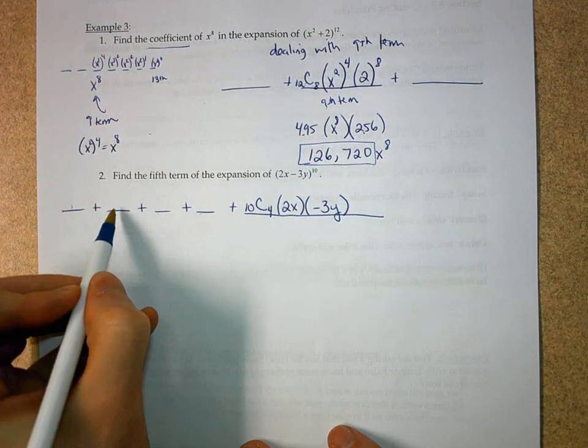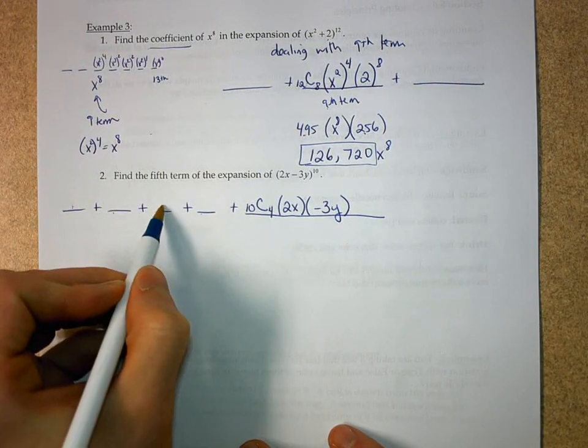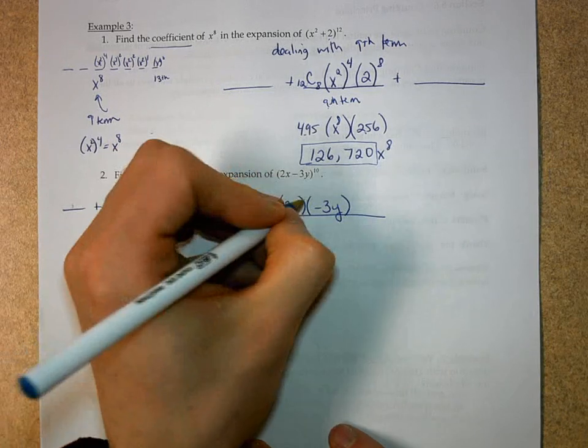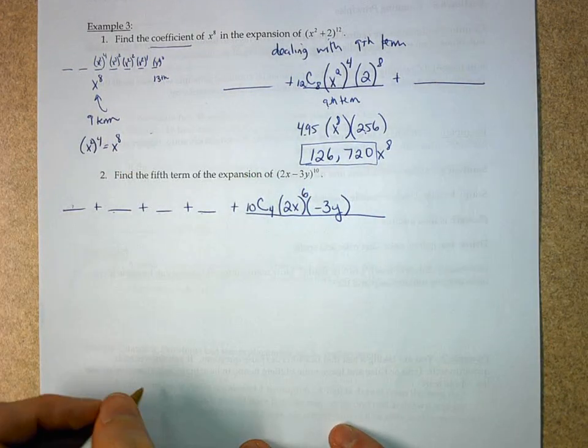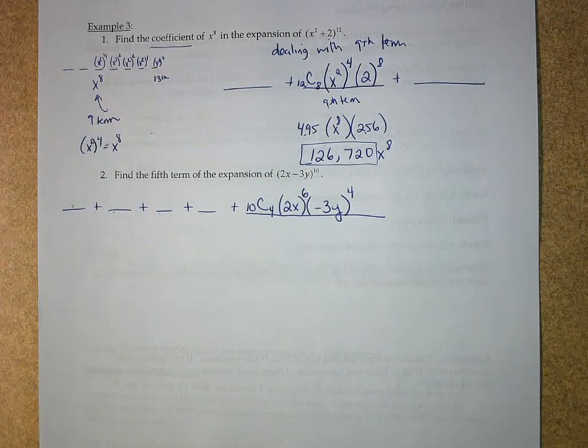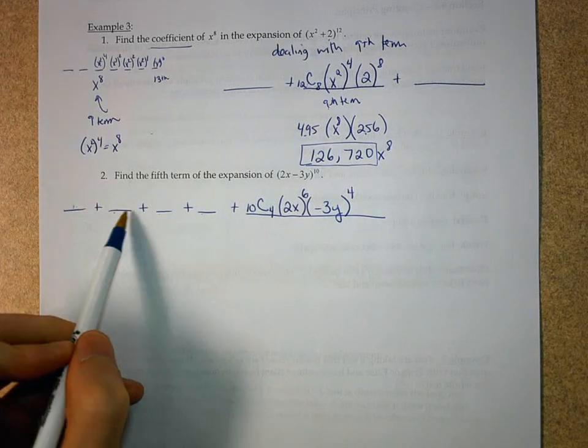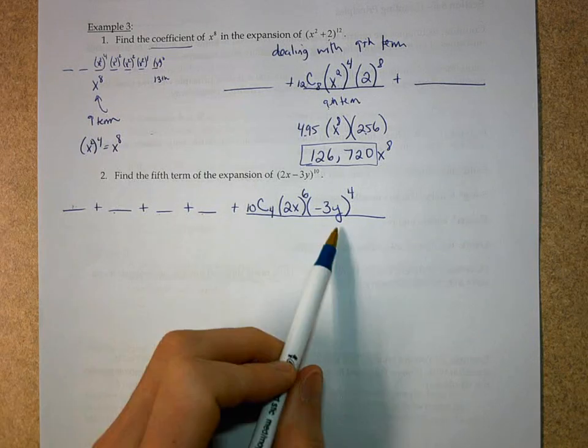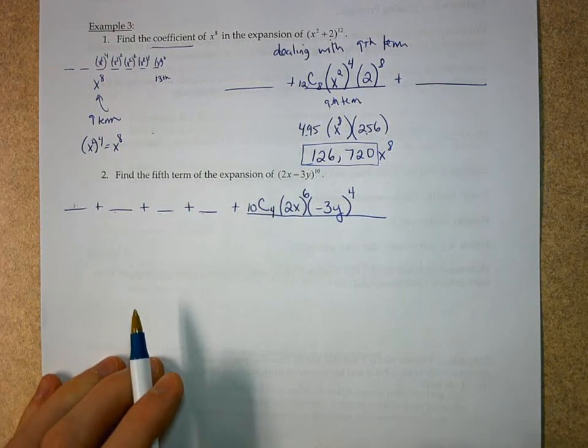Well, this one would be 2x raised to the 10th, 2x raised to the 9th, 2x raised to the 8th, 2x raised to the 7th. So this is 2x raised to the 6th. And I know the total for all the exponents has to be 10. So that means the y piece is going to be raised to the 4th. I can also look at this as being the y piece is y to the 0, y to the 1st, y squared, y cubed. There's my y to the 4th.